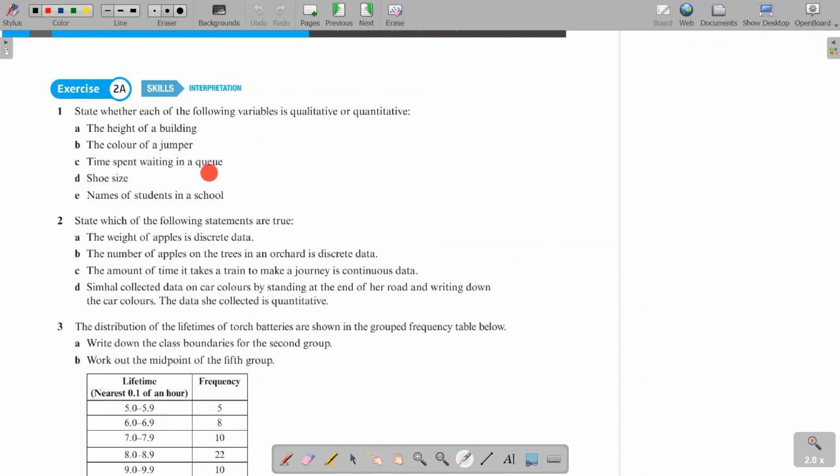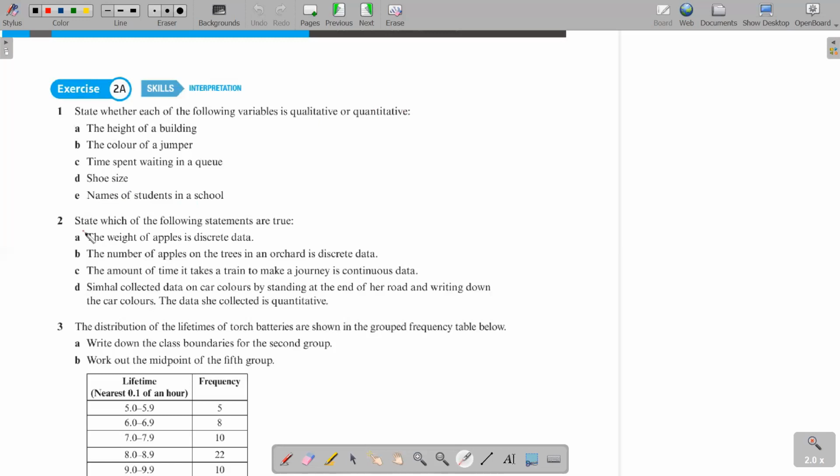Time spent waiting in a queue, quantitative. The time is a numerical quantity. Shoe size, quantitative. Names of students in a school, qualitative. Names, colors, those are all qualitative.